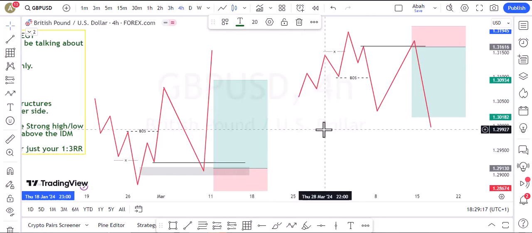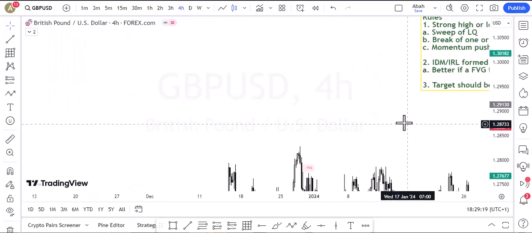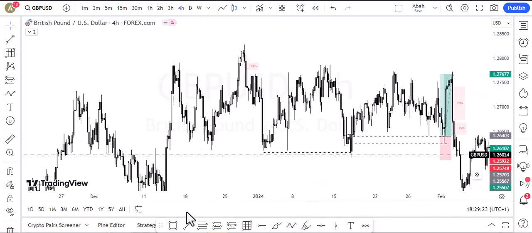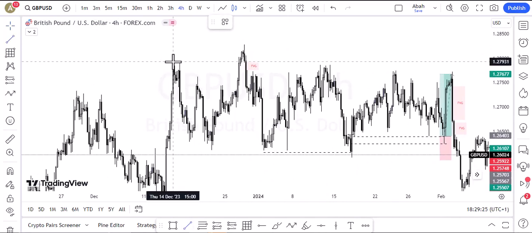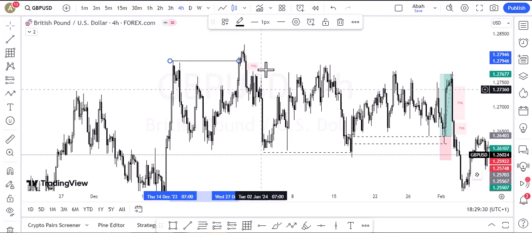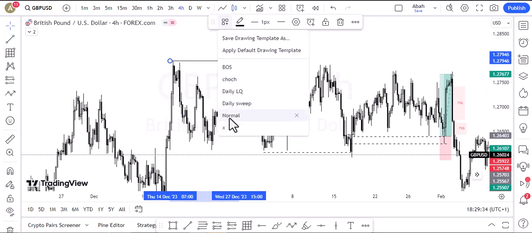It happens a lot. Let me show you guys a few examples. This is still the 4-hour time frame. Let me show you one. This is one here. Just without doing anything, you can see that this is one here. Now I didn't show you guys this because this was the second model. This is not the first model. This is my sweep of liquidity.